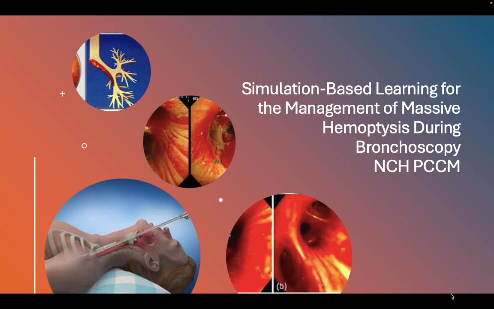This is the simulation-based learning for the management of massive hemoptysis during bronchoscopy. This is developed through the NCH Pulmonary Critical Care Medicine Fellowship Division, as well as the Simulation Learning Center at NCH.